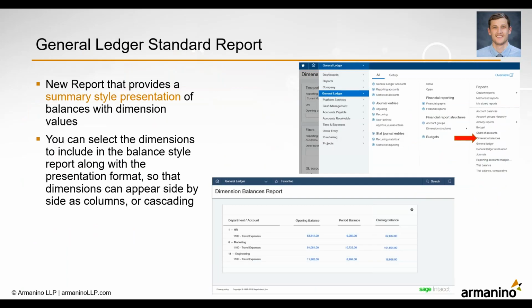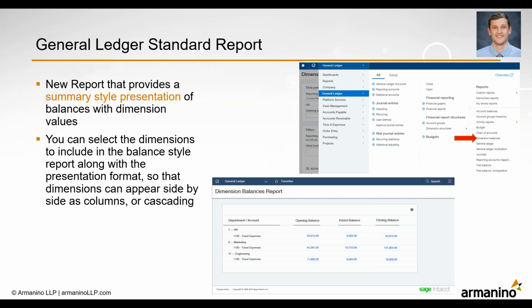So next on the general ledger, something that I'm really excited about is the general ledger standard report. This is a new report that is going to provide a summary style presentation of balances with dimension values. You're going to be able to find this report in the reports center labeled as the dimension balances report. You'll also be able to find it on the general ledger menu screen, again labeled as the dimension balances report.